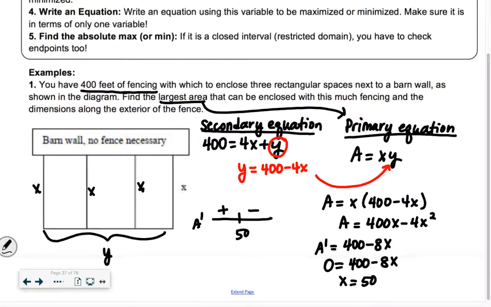Okay, remember the AP graders don't grade that, so everybody always whines and complains. They're like, oh, I don't want to write out this step. Okay, it takes 3 seconds to write this. So you're going to say A prime is greater than 0 on negative infinity to 50. A prime is less than 0 on 50 to infinity. That's all you have to write. Please, the AP graders.